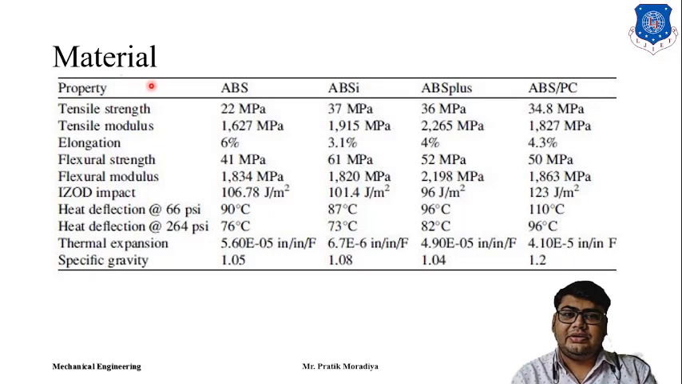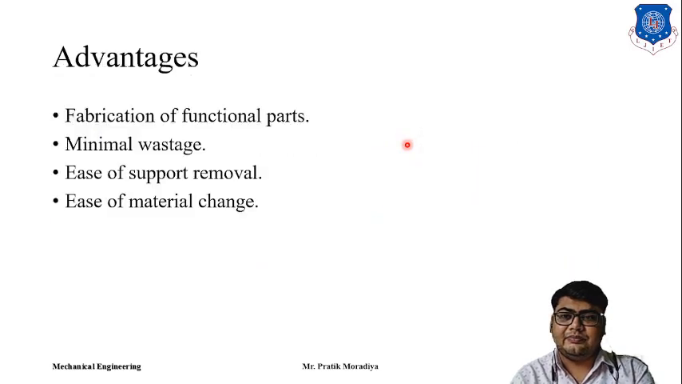Now, if we compare different materials, this is ABS, this is ABSi, which is a form of ABS. This is ABS plus, which is again some extension of ABS, and the ABS-PC is a mixture of ABS and polycarbonate, and their properties are given. You do not need to worry about it. I have just given it for your understanding only.